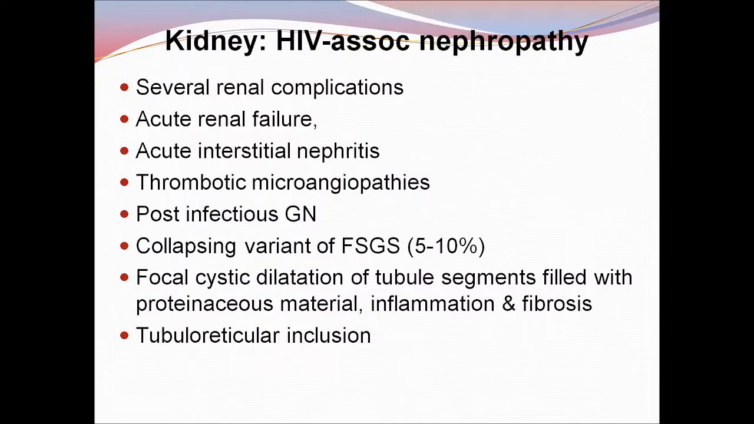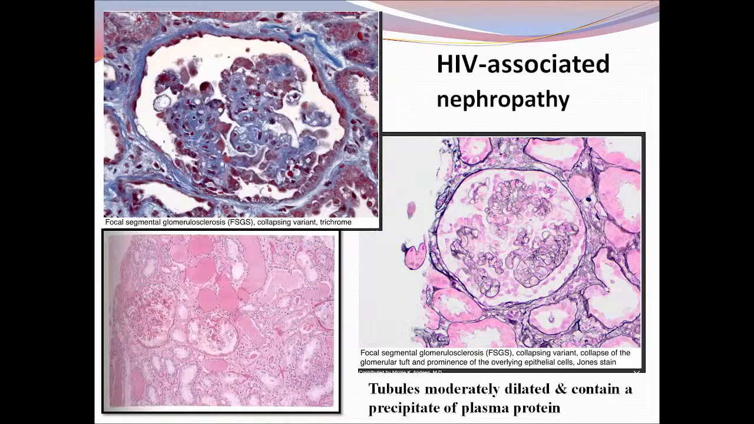HIV associated nephropathy most commonly gives rise to the collapsing type of focal segmental glomerulosclerosis. Here you can see this collapsed tuft of capillary loops.